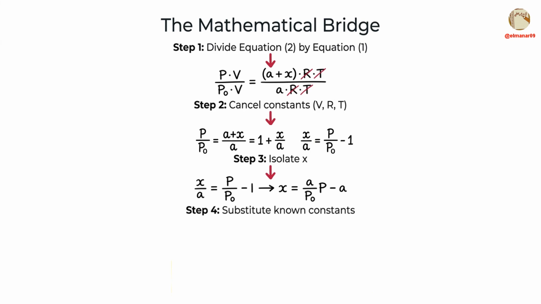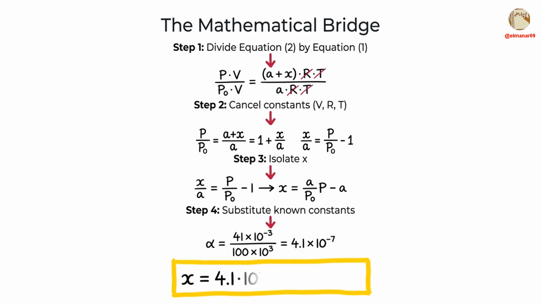Step 4, substitute our known values. The term A over P0 becomes a constant alpha equal to 4.1 times 10 to the negative 7th. Our final bridge equation is X equals 4.1 times 10 to the negative 7 P minus 4.1 times 10 to the negative 2. This is powerful. If you tell me the pressure, I can tell you exactly how many moles have reacted. The invisible is now visible.